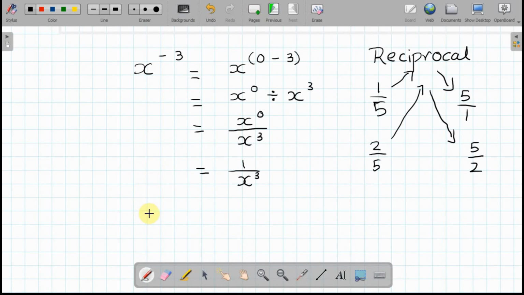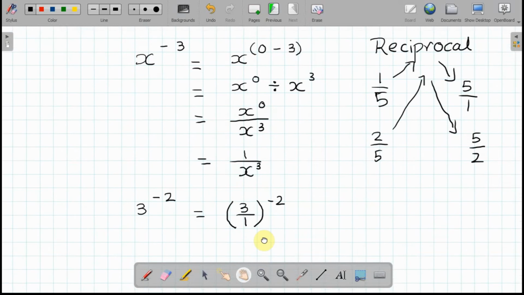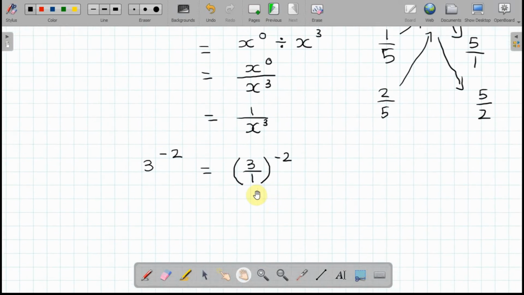So I'm going to show you a quick way of writing something as a negative power. So if I have 3 to the power minus 2, okay? The first thing I'm going to do is write 3 as a fraction. So 3 as a fraction is 3 over 1. And I'm going to put it to the power minus 2. Now, also, I missed an explanation for fractions. How are they affected by powers? But I'm going to go over it now.